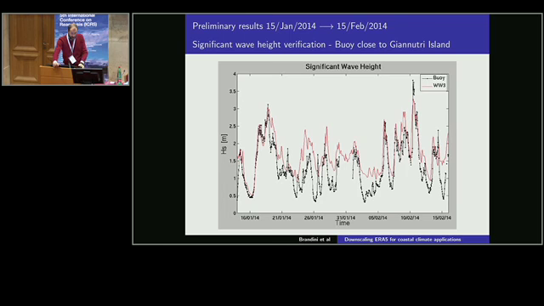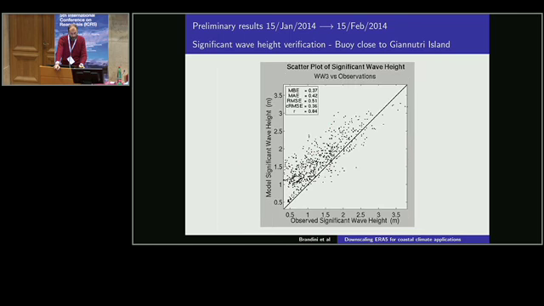This is the time series. We have significant wave height on the y-axis and time on the x-axis. In red is model data, in black observations. We have some overestimation of the model, as it is shown also in this scatter plot. We have a root mean square error of about half a meter, and a bias of about 0.37. And this is the bias-corrected root mean square error.